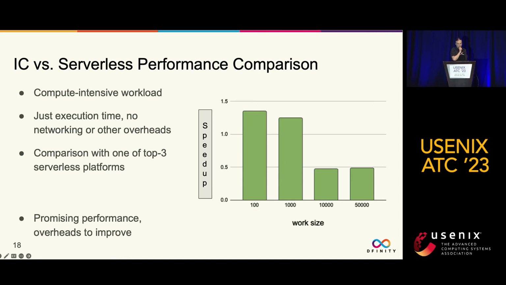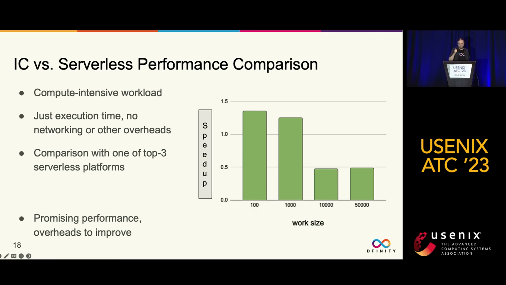And if you're curious about performance, we actually ran a compute-intensive workload and compared the performance of the internet computer with one of the top 3 serverless platforms. And this is just execution times, no networking or other kinds of system overheads. And this compute-intensive workload is just computing prime numbers, so mostly number crunching. And what we can see in that graph is that for smaller problem sizes, the IC is actually faster. But when there's more work to be done, it goes to somewhere like 50% of the performance of this serverless platform.